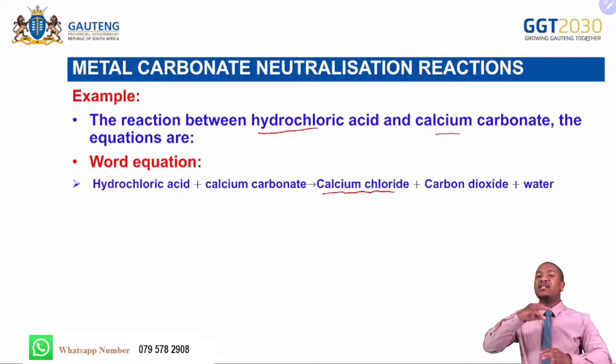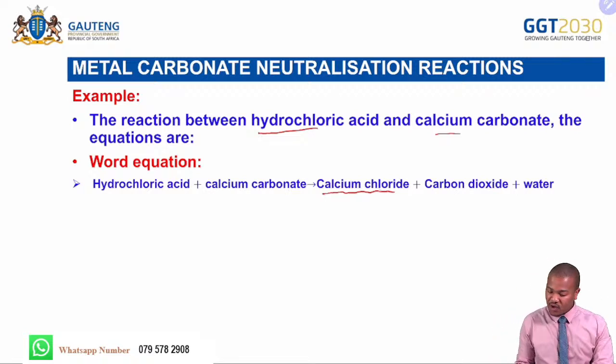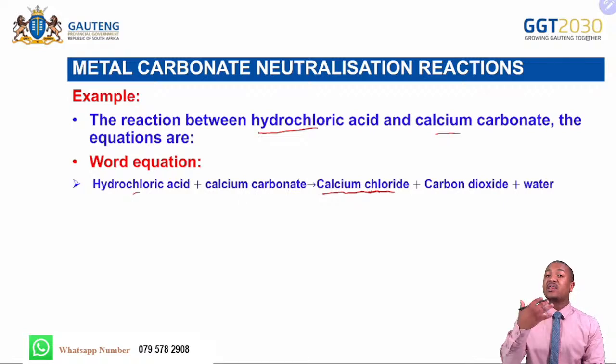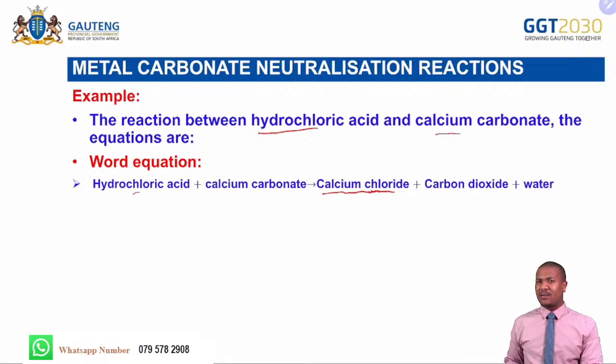Now look at this type of salt. There has been some rearrangement of atoms. You find that the chlorine, that is the chloride in the salt, comes from the hydrochloric acid, and the calcium comes from the base in this reaction, which is calcium carbonate. Are we together? To emphasize, the type of salt formed comes from the type of acid and type of metal carbonate in the reaction.